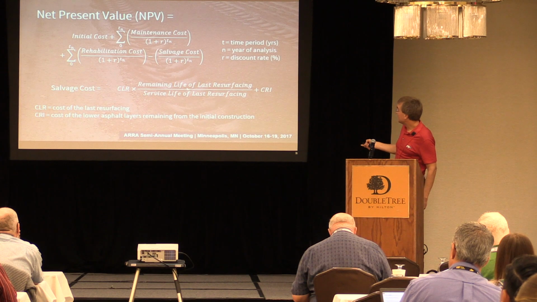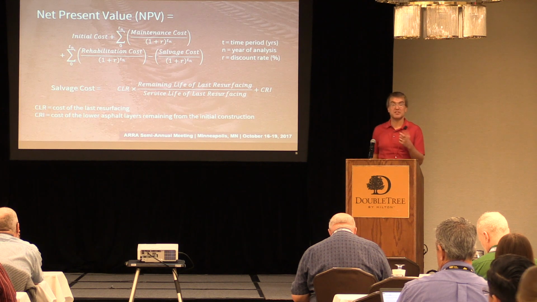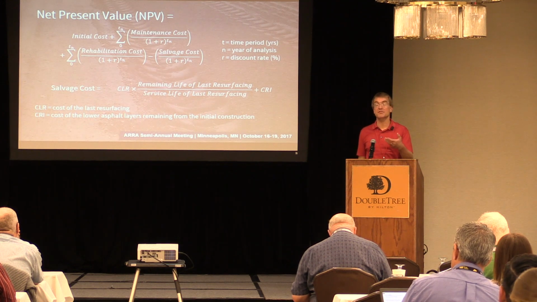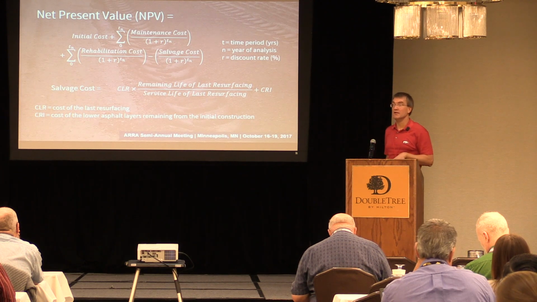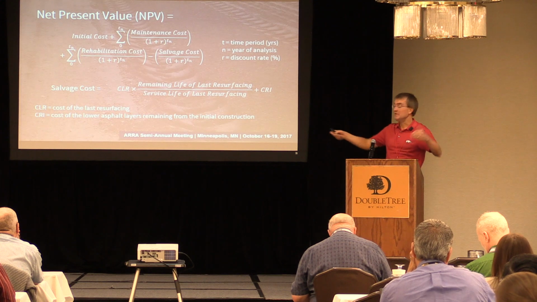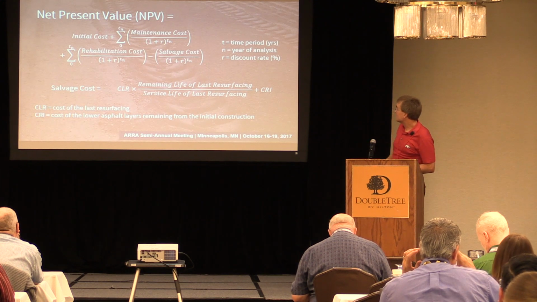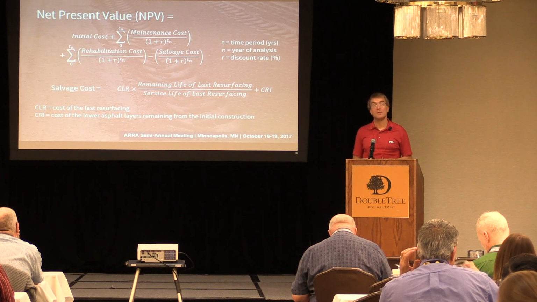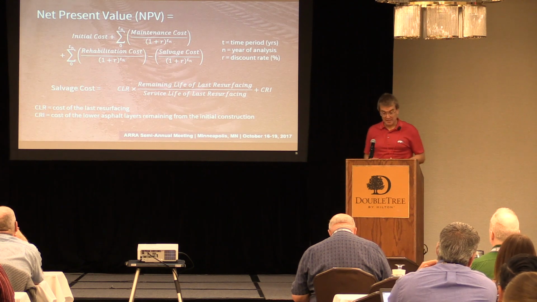And you multiply that value by the remaining life over the service life. So that's just basically how far into that strategy have you gone. So if it was 44, then that would be 6 years in the numerator. And if it's an 11-year strategy, it'd be 6 divided by 11. And then you add on the CLR, the cost of the lower asphalt layers remaining from initial construction. So that's how we calculated the salvage value, and that was subtracted.